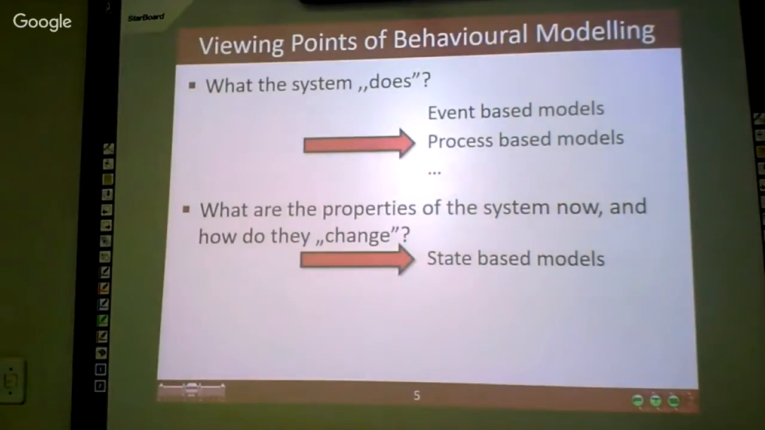There are multiple viewpoints of behavioral modeling. If you are interested in what the system does, then we are interested in event-based models and process-based models. And if you are interested in what the properties of the system are now and how they change, then you definitely need state-based models. Now we will learn the basics of state-based models, and then tomorrow we will extend it with many other concepts from the other types.